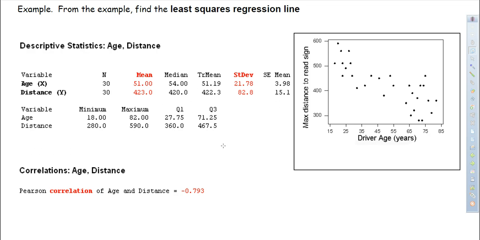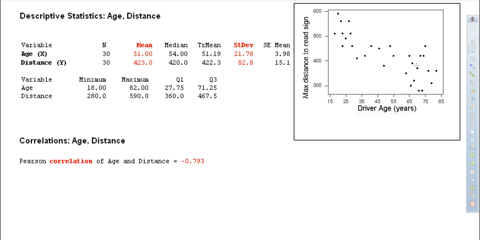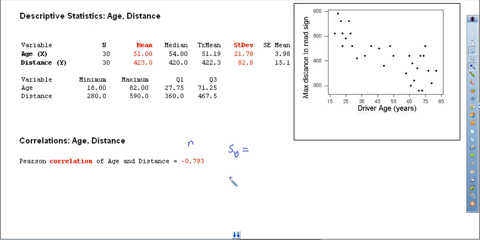So we have all these statistics, and we need to pick out what we need. So refer back to the top. Remember, there's a couple things we need. What do we need? We need r. We're going to need the standard deviation of the y's, the standard deviation of the x's, and the mean of the y's and the mean of the x's. Well, first thing, what's our r value? The r value is our correlation coefficient, and that's the same way of saying the Pearson correlation of age and distance. So this is our r value here, negative 0.793.